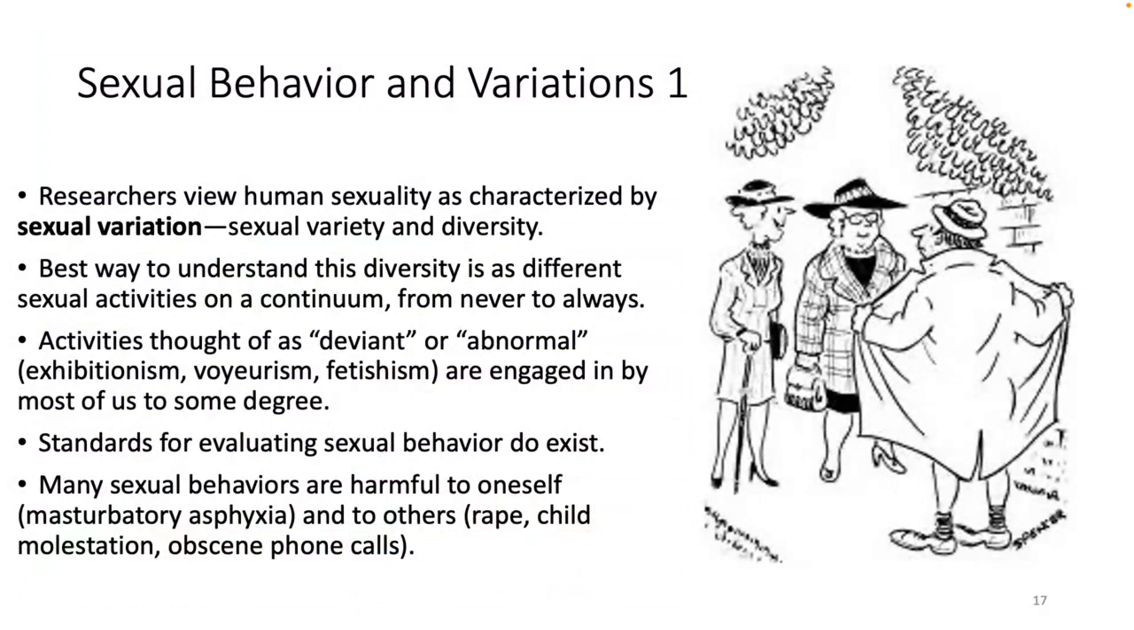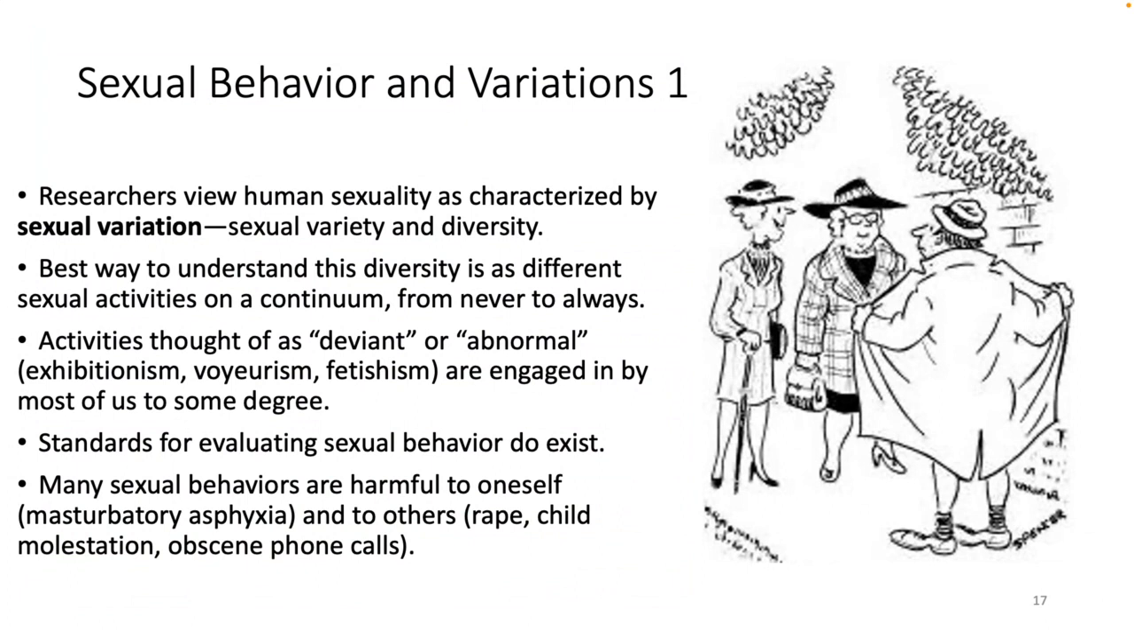So, as such, there are many variations in sexual behavior. Researchers view human sexuality as characterized by sexual variation, which is sexual variety and diversity. And the best way to understand this diversity is on a continuum where sexual activities range from I always do this to I would never do this.